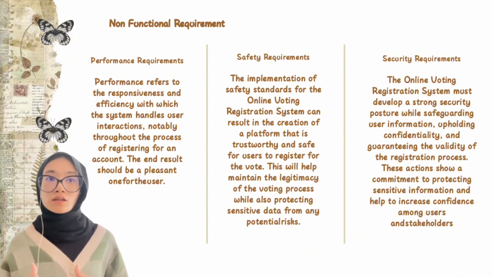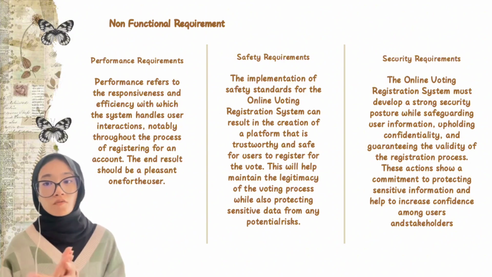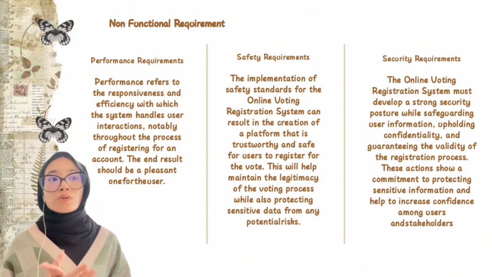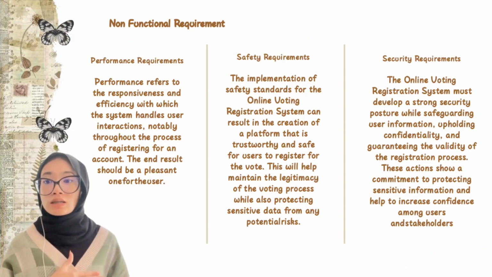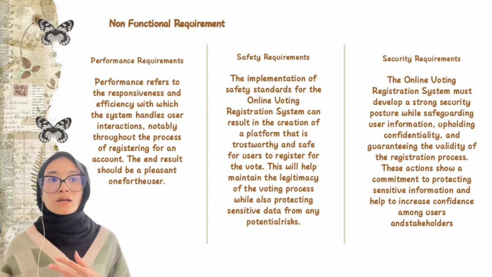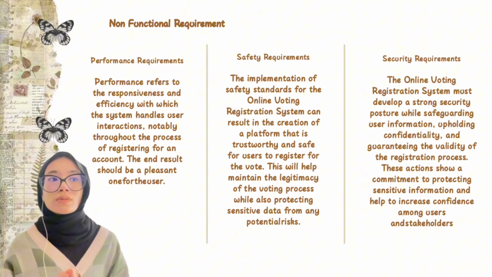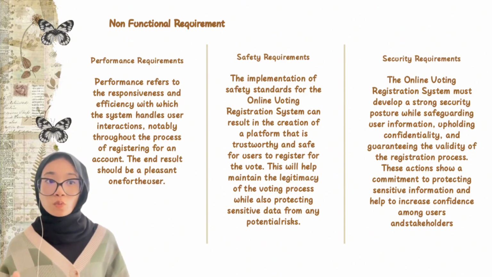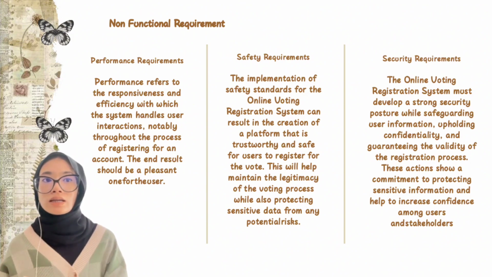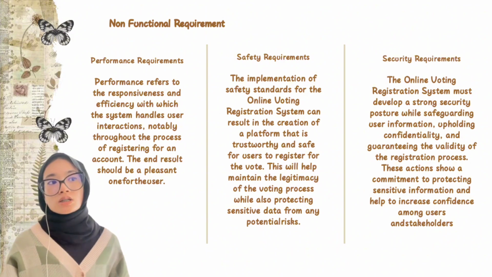Okay, the second non-functional requirement is the safety requirement. The implementation of safety standards for our online voting registration system should result in the creation of a platform that is trustworthy and safe for users to register to vote. This will help to maintain the legitimacy of the voting process while also protecting sensitive data from any potential risks.